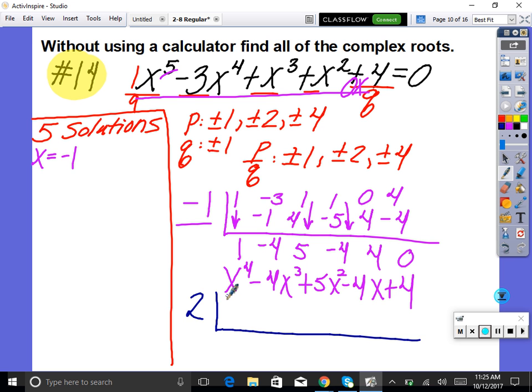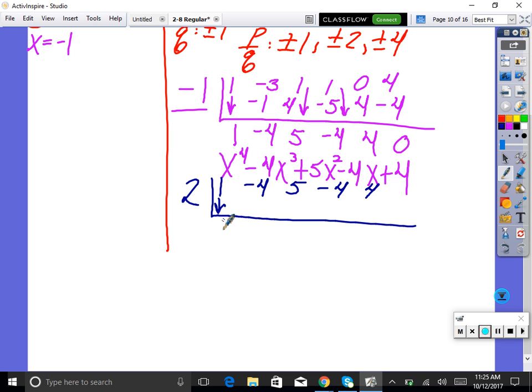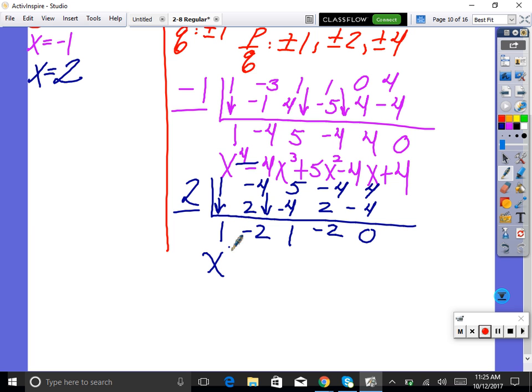Here we go. 1, -4, 5, -4, and 4. Let's do synthetic division, everybody. Here we go. The remainder is 0. Therefore, we can now go to our bucket of solutions. X equals 2 was a solution. Now, once again, we took degree 4 divided by degree 1. Don't we get degree 3? So we have x cubed minus 2x squared plus x minus 2.